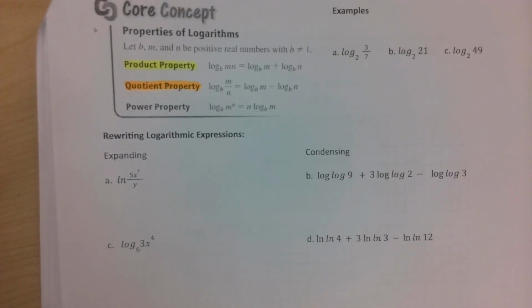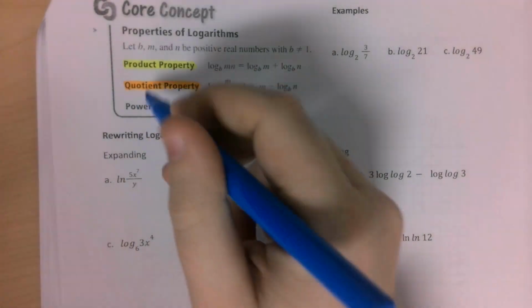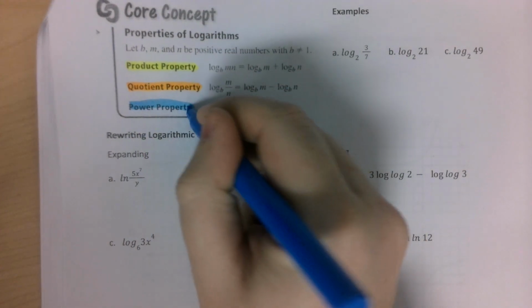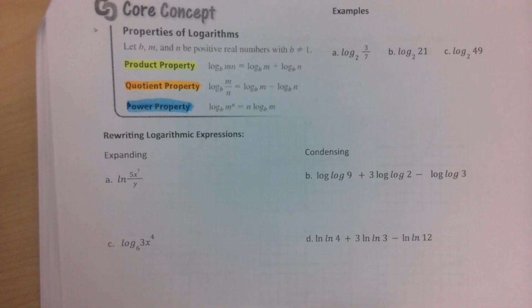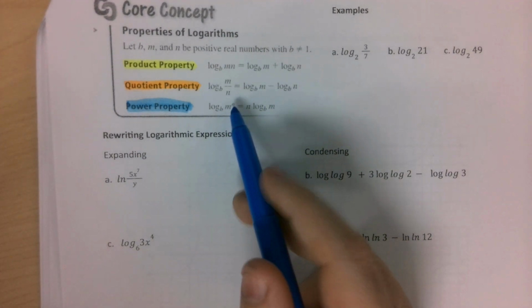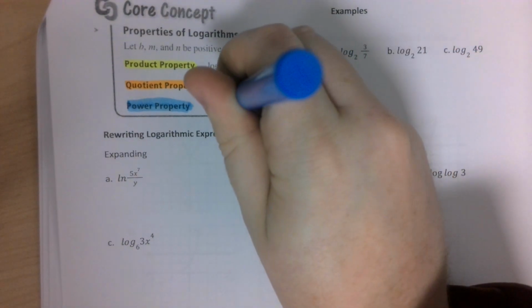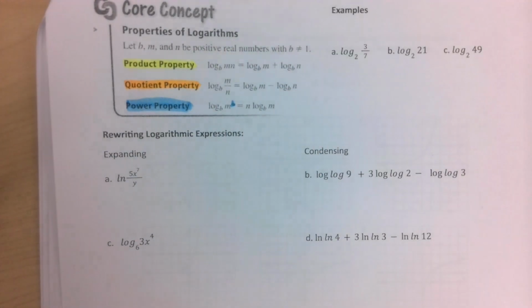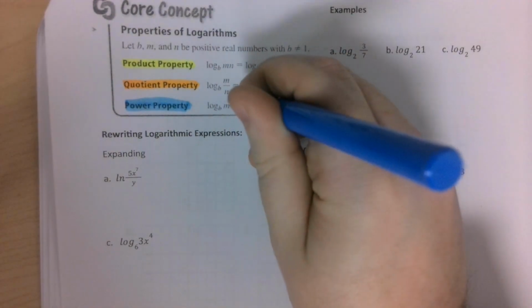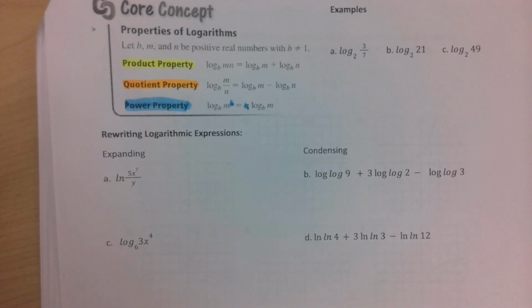The power property kind of works like the power of a power property with exponents. It says, if you ever have a power in your logarithm's argument, so like this is m to the n power, the n can just go in front, and this is an incredibly useful tool for us.